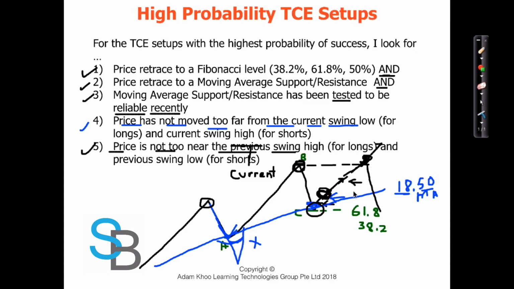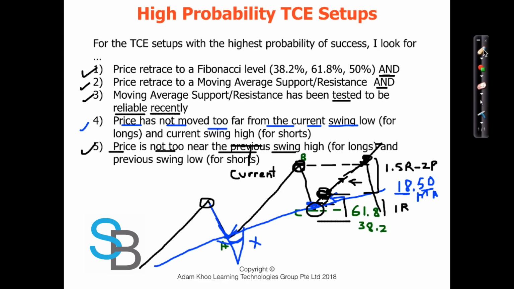To exit there. So this is where we capture our 1.5 R or our 2 R of profits, right? And this is the so-called 1 R risk that we're taking.